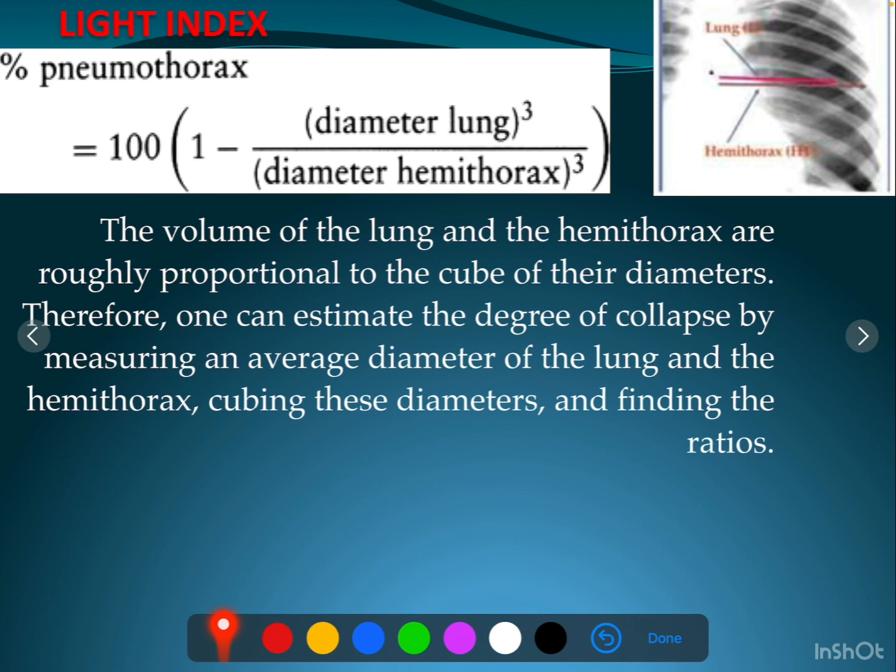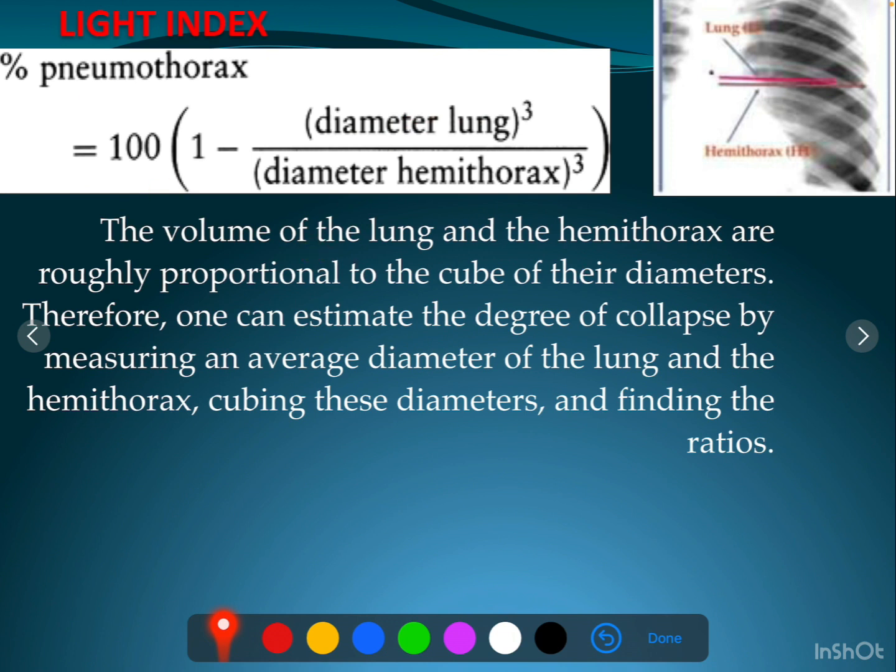So this small collapsed part is lung. Here we can see this is the collapsed lung till here, and this complete part till the chest wall is hemithorax. So the hemithorax will come below, and this diameter of lung will come upward, and we will take the cube of them, and then subtract it from 1 and multiply it with 100.